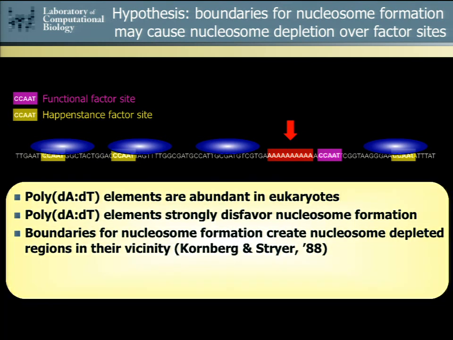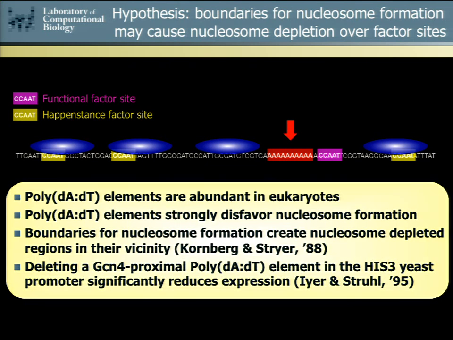And so that was a final prediction, which is that if you now go to a promoter site near a binding site for a factor and you delete that element, the nucleosome occupancy would go up over the site and consequently would more inhibit binding and reduce expression, and exactly that was shown in work over 15 years ago in yeast.